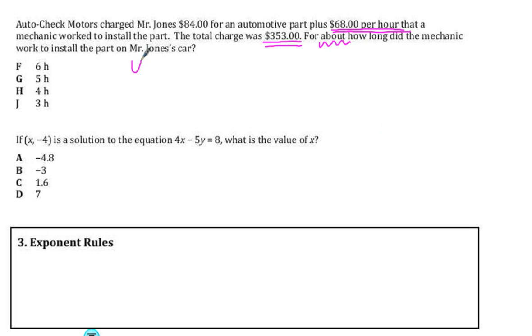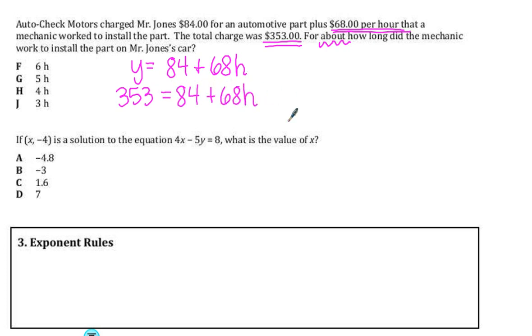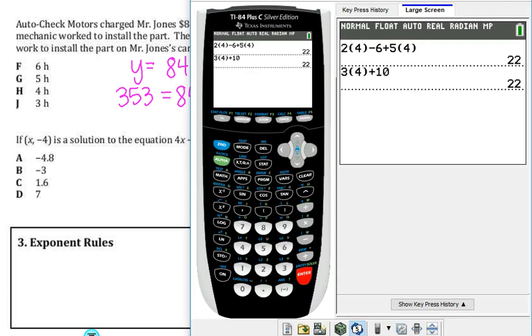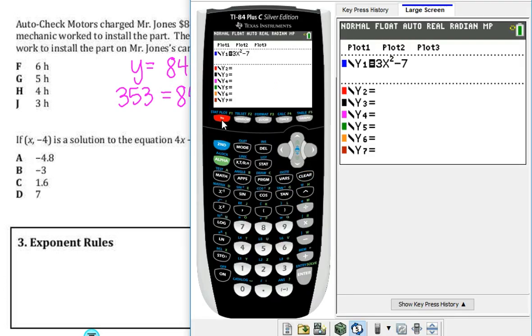All right, so y'all are pretty good at writing out these equations. It would be 84 plus 68H, or X, per hour. From here, I know that he was charged a total of $353. So you could plug it in this way and go ahead and solve for H. That is one option. Another option would be to use that Y equals in our table to our advantage.